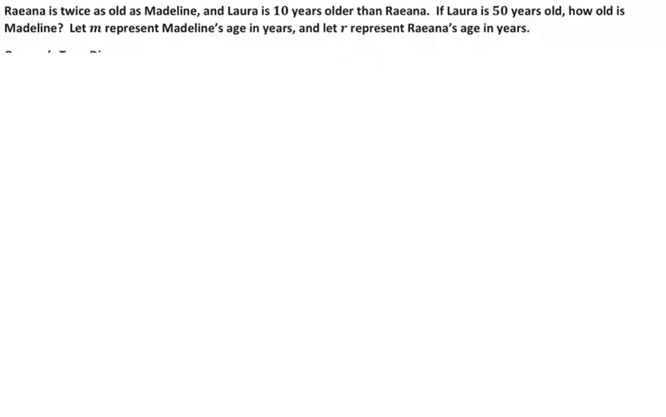Our next example. Rihanna is twice as old as Madeline, and Laura is 10 years older than Rihanna. If Laura is 50 years old, how old is Madeline? Let M represent Madeline's age in years, and let R represent Rihanna's age in years. We're going to start by drawing a tape diagram to represent Rihanna. I'm going to draw a rectangle and cut it in half. And in one box, I'm going to put M and M because she's twice as old as Madeline.